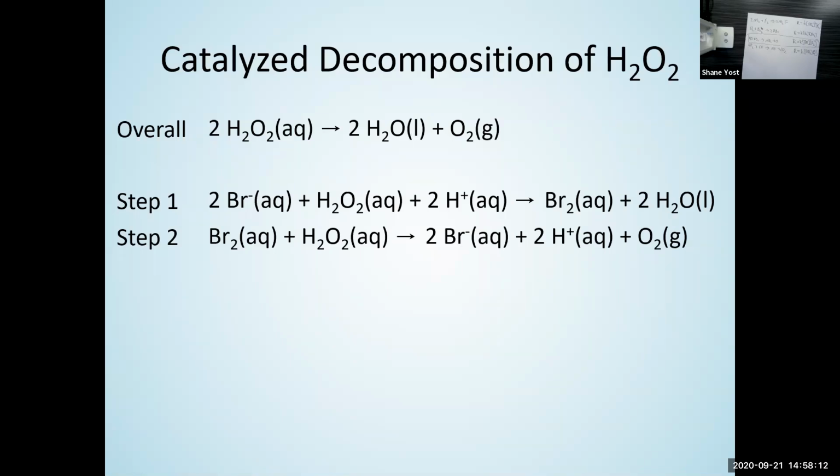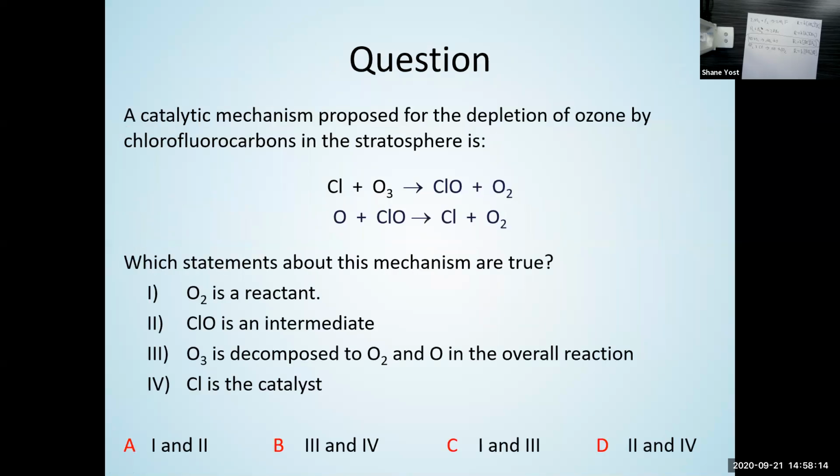Question here real quick, so I'll go back to this question. So why is ClO not an intermediate? ClO is an intermediate. So I was saying 2 and 4 are correct. That ClO is an intermediate, that is true, and Cl is a catalyst, that is true. It's 1 and 3, O2 is a reactant, and O3 decomposes to O2 and O. Those are false statements.